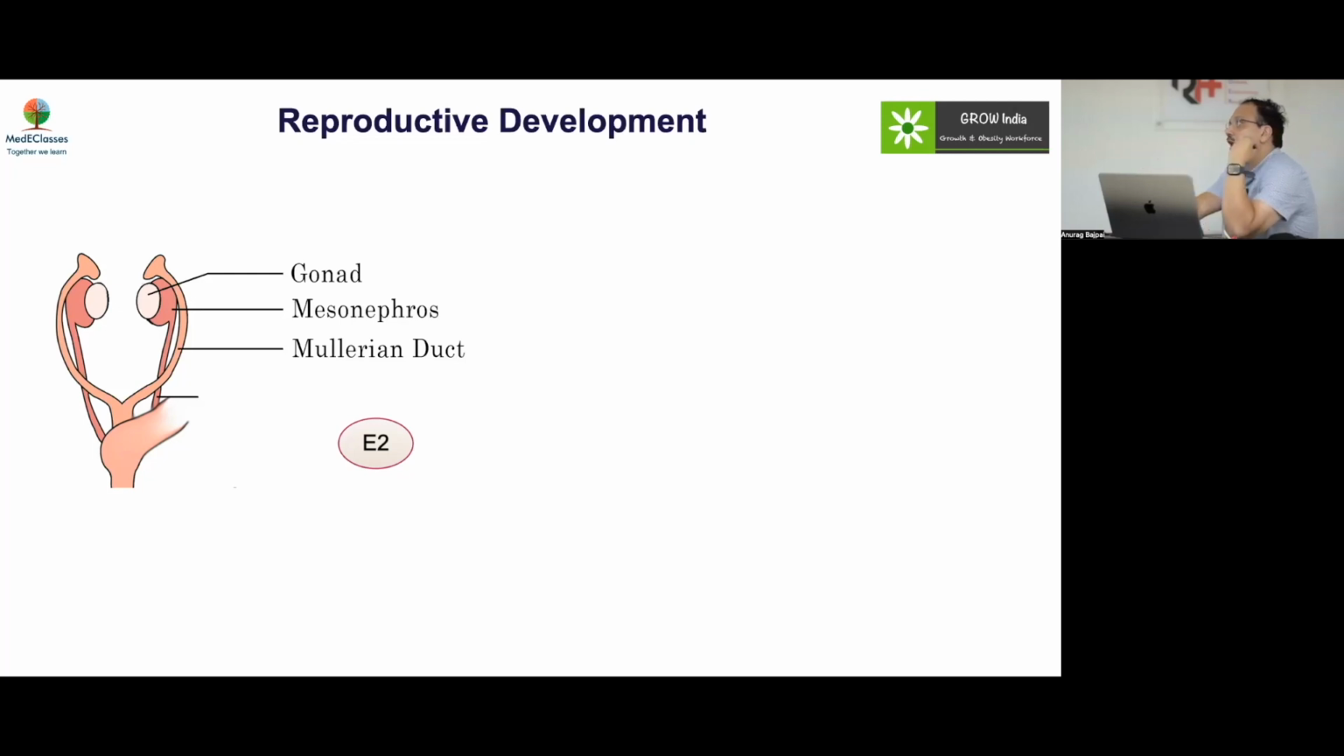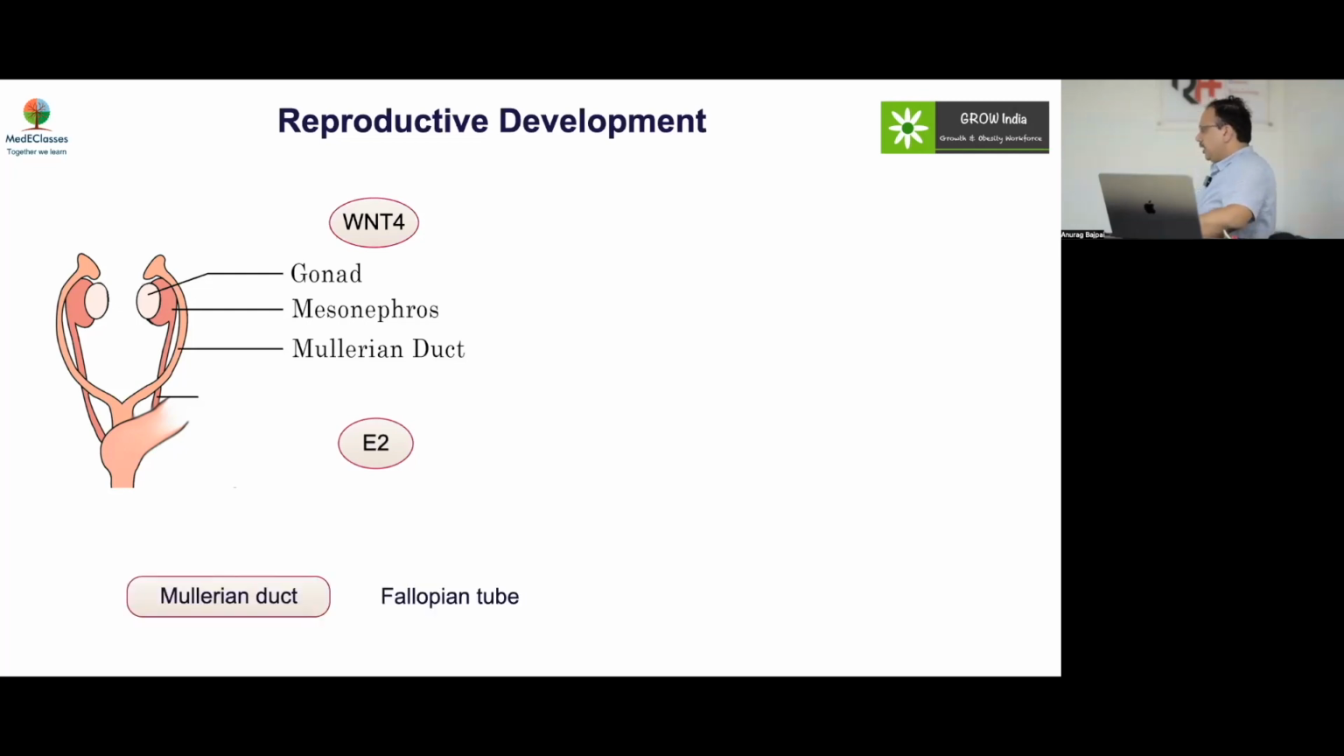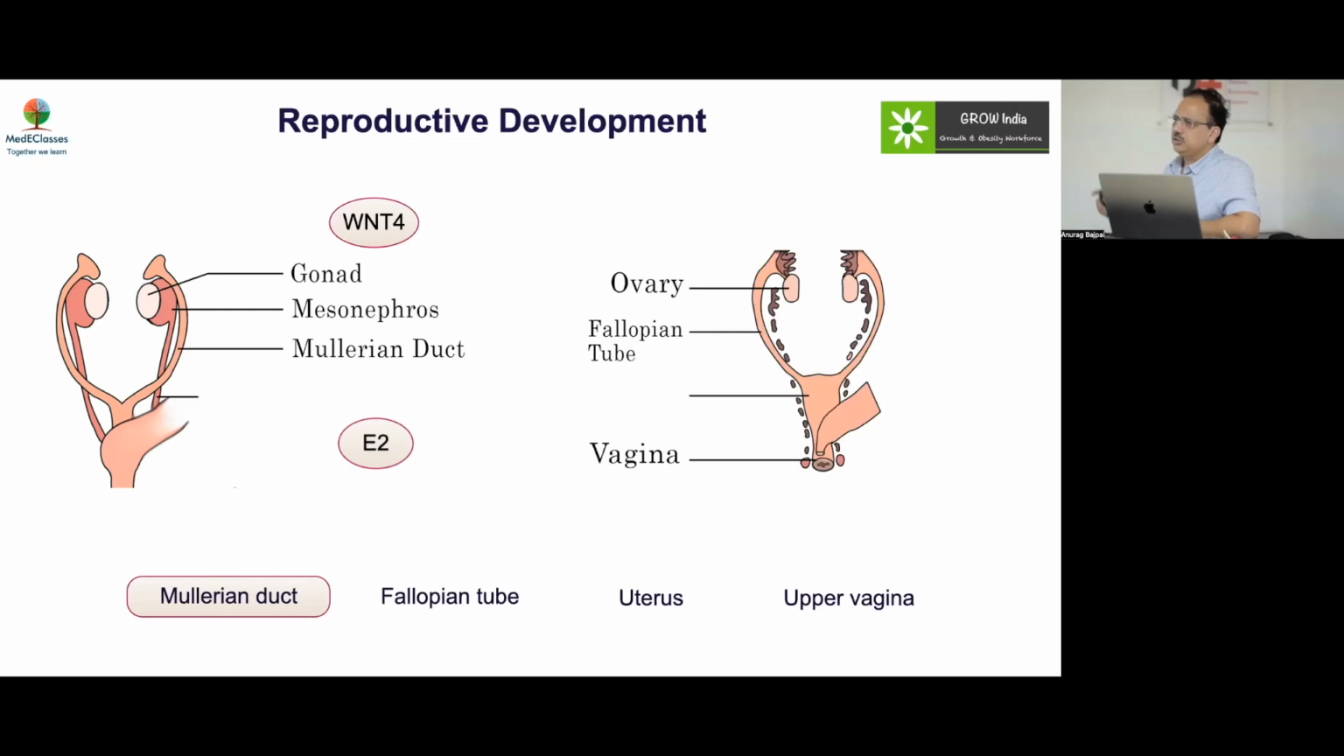So whenever you have got somebody who has got a Mullerian agenesis, basically your lower third of the vagina will be there, but it will be a very small vagina. As you had seen in that case, it will be a blind vagina from that perspective. So in the absence of AMH and in the presence of estrogen, Mullerian duct will develop into the fallopian tube, the uterus and upper part of the vagina. This is how the structure will develop.